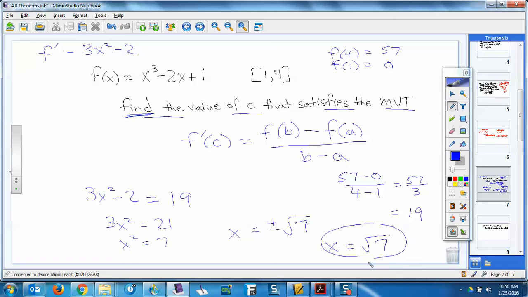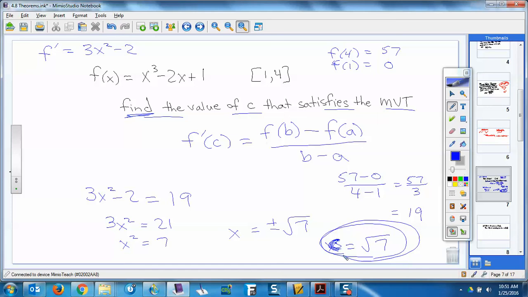Okay? And if this interval was from -4 to -1, then we would actually want the -1 and not the positive. Okay? Square root of 7. Now, maybe I should label that C. Might be better in the end, when I give my final answer, to label that C. But it is an X value. That is where the slope would equal the slope between the endpoints.